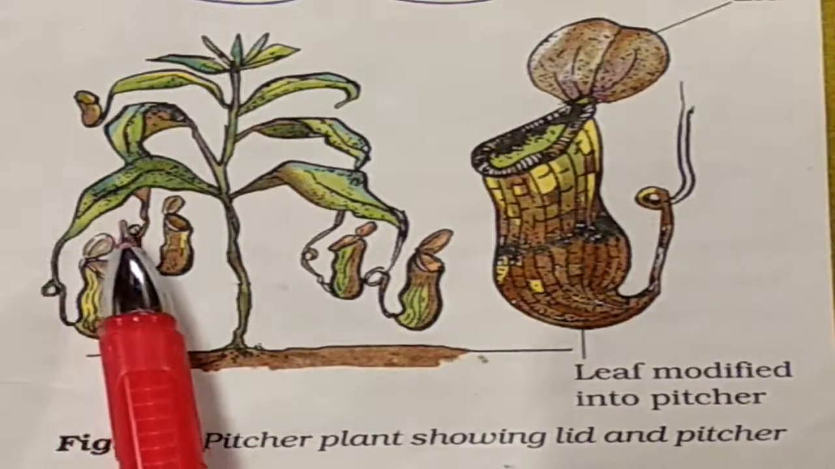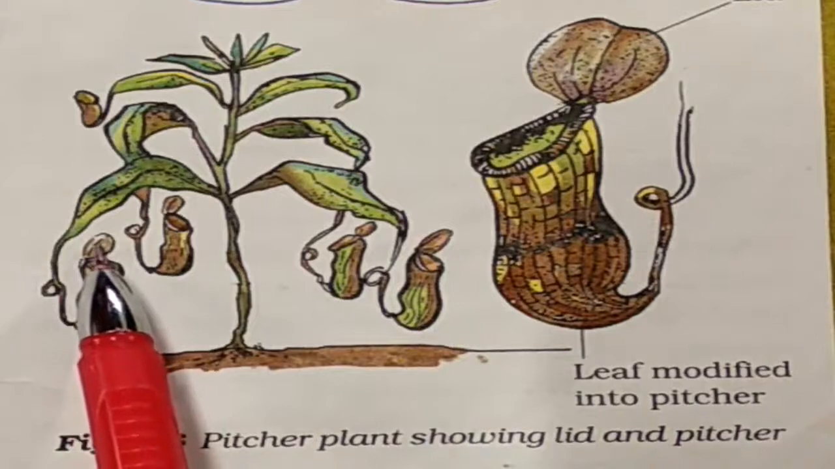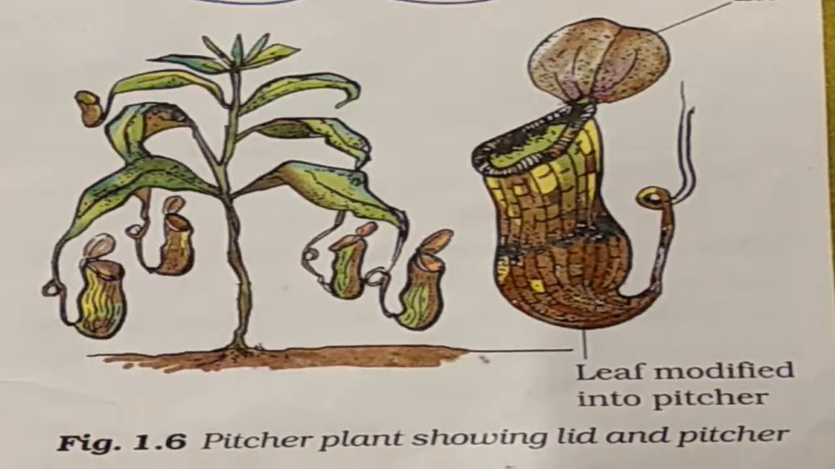When an insect lands in the pitcher, the lid closes and the trapped insect gets entangled in the hair, and then the insect will be trapped. The digestive juices secreted in the pitcher will digest this insect, and the nutrients in the insect will be absorbed by this pitcher plant. So such insect-eating plants are called insectivorous plants.